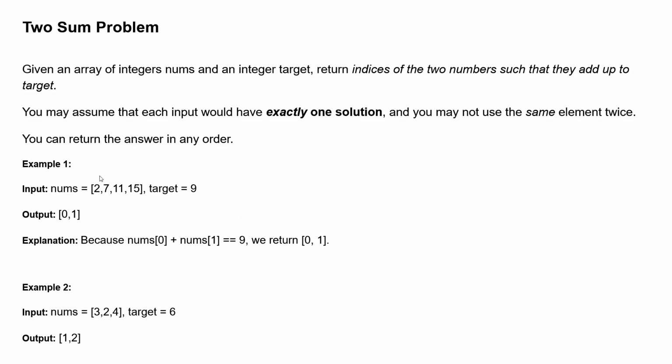So here we are given an integer array that is 2, 7, 11, and 15 and a target value that is 9. So we need to first check which two elements are basically adding up to 9. So here we can see 2 plus 7 is equal to 9. So we will be giving the indices of 2 and 7 as our output, that is 0 and 1. So we should always think about the brute force solution first.